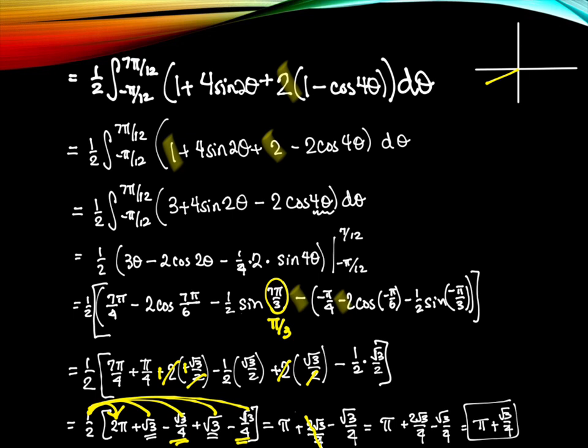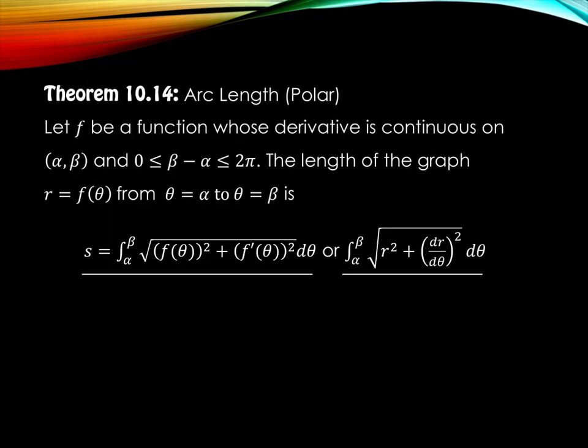We can do arc length as well. So that was area, this is arc length. We put them together a lot of times because their formulas are quite similar. So let f be a function whose derivative is continuous on alpha beta. Same setup as the last one. So beta minus alpha is between 0 and 2 pi.